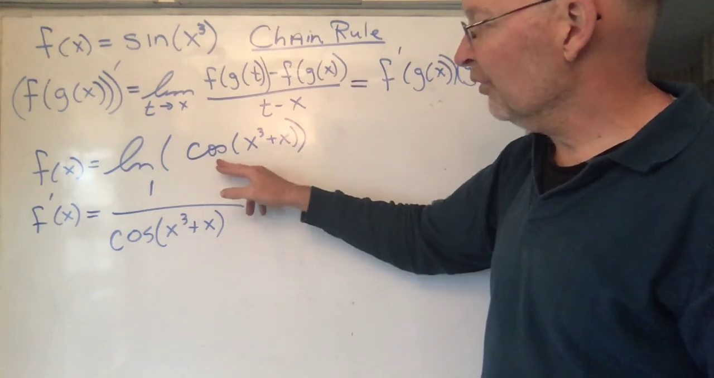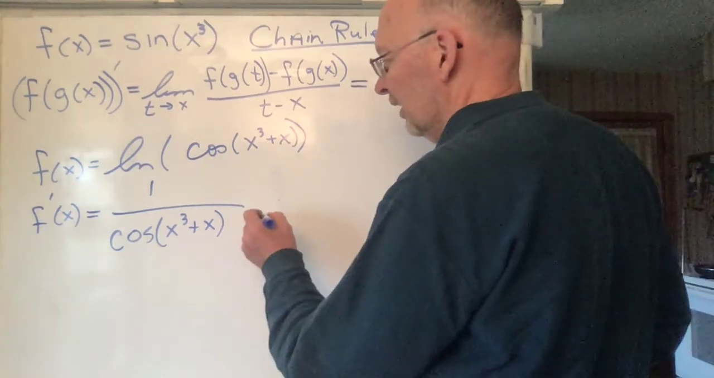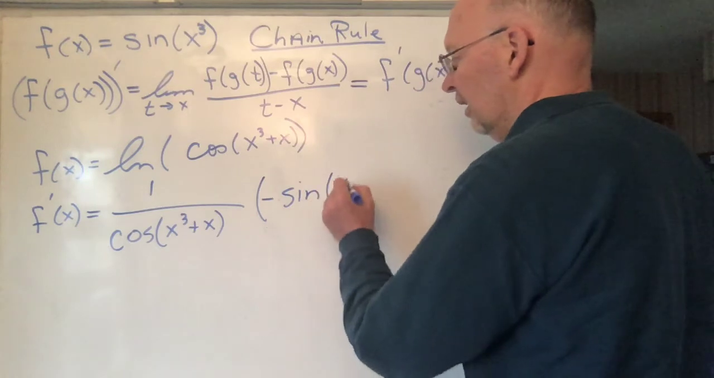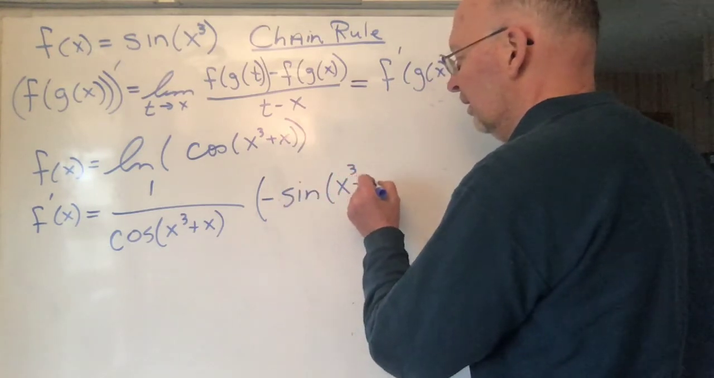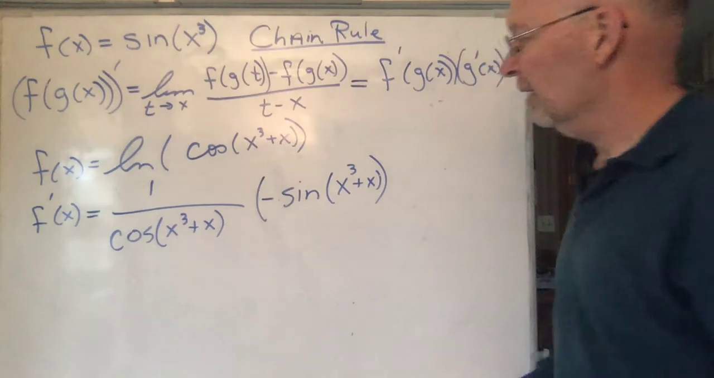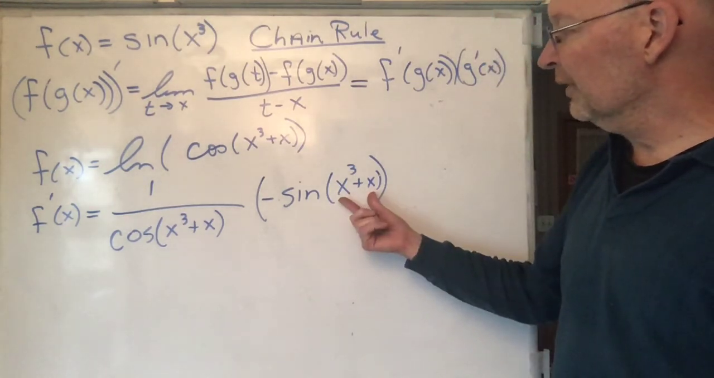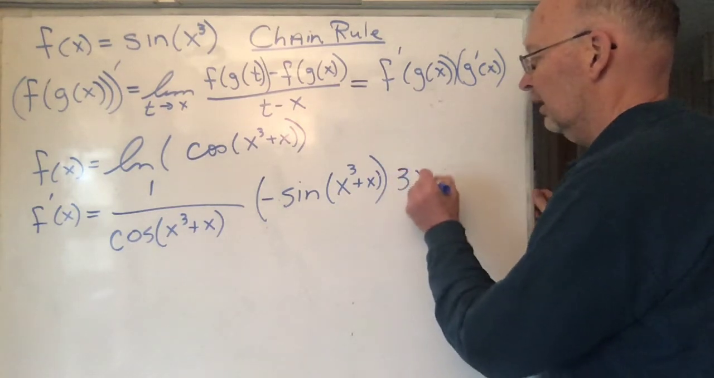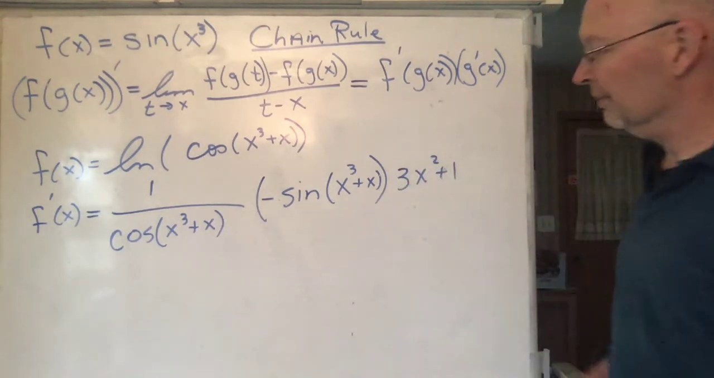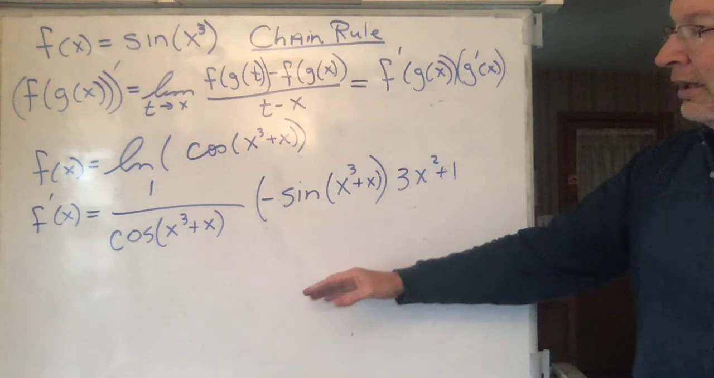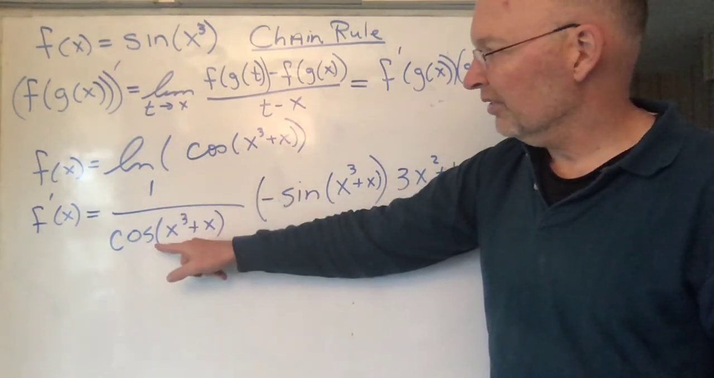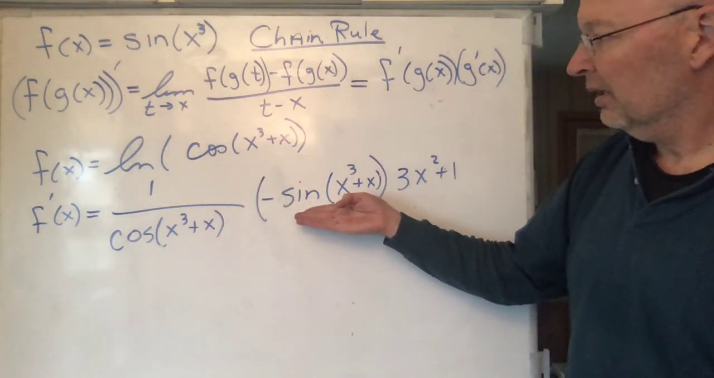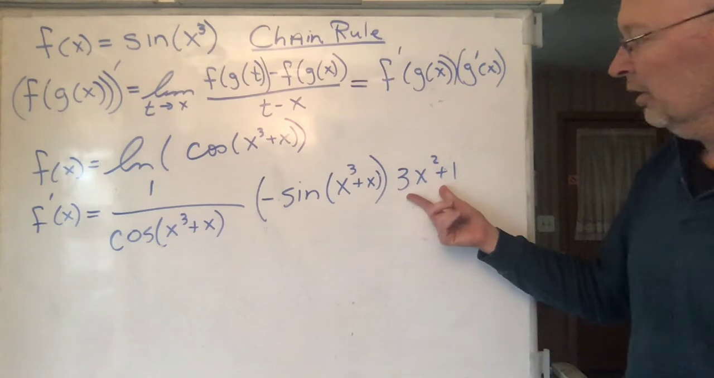What's the derivative of the cosine of anything? It's the negative sine. So write negative sine of that thing. Again, don't touch that thing. It stays as is. And now, finally, times the derivative of the inside, which is what? 3x squared plus 1. Does that look good to you? It's 1 over this times the derivative of this, which is this, times the derivative of this, which is this.